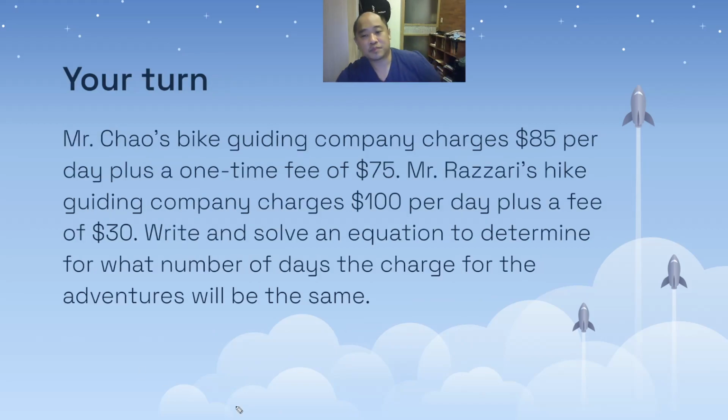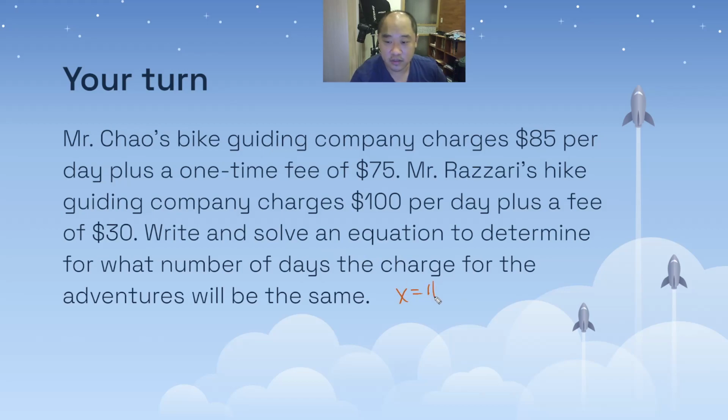Mr. Chow's bike guiding company charges $85 per day plus a one-time fee of $75. Mr. Rosari's hike guiding company charges $100 per day plus a fee of $30. Write and solve an equation to determine what number of days the charge for the adventures will be the same. Welcome back. All right, who's going to be cheaper?